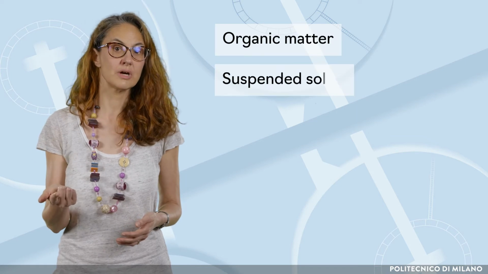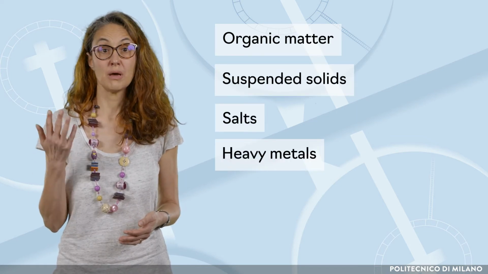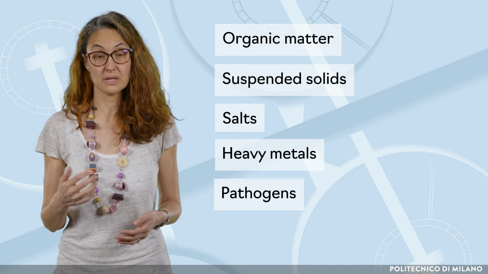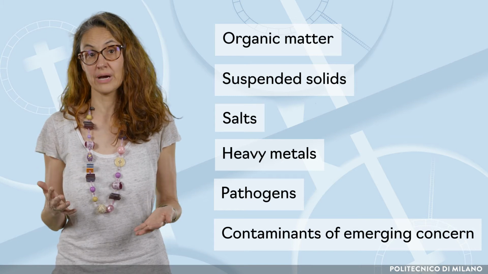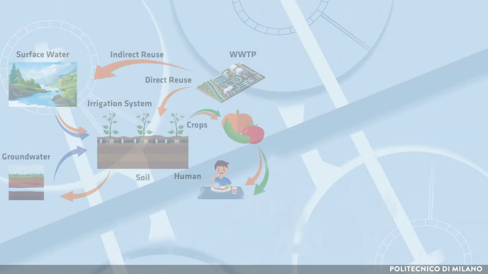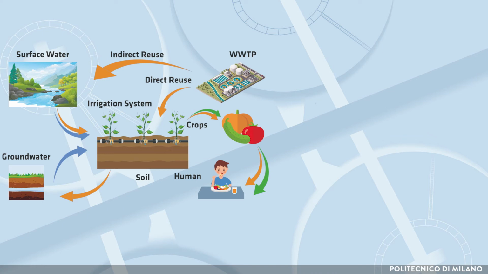On the other hand, the cross-contamination of the different environmental matrices is favored due to the unavoidable presence of contaminants in the effluent, even after high-efficiency treatments. Depending on its source, wastewater contains multiple contaminants such as organic matter, suspended solids, salts, heavy metals, pathogens such as bacteria and viruses, and contaminants of emerging concern such as pharmaceuticals, personal care products, pesticides, and so on. All these contaminants could have different effects depending on the compartment in which they occur.